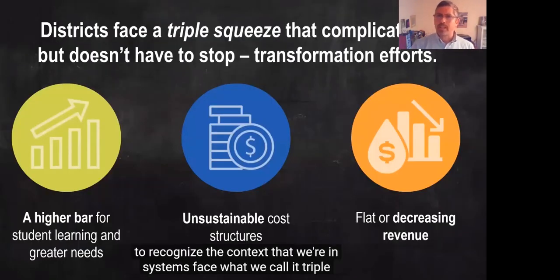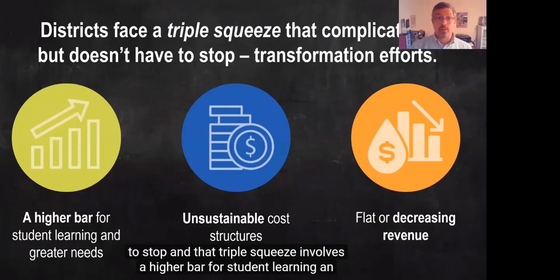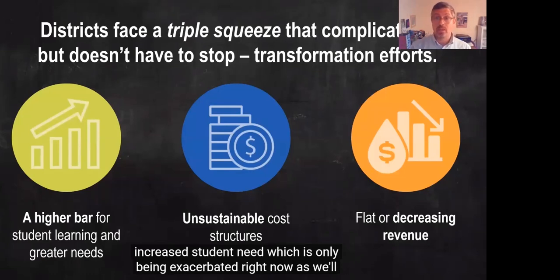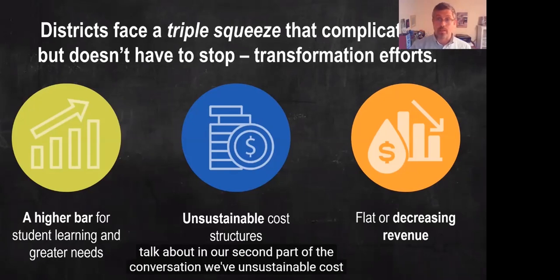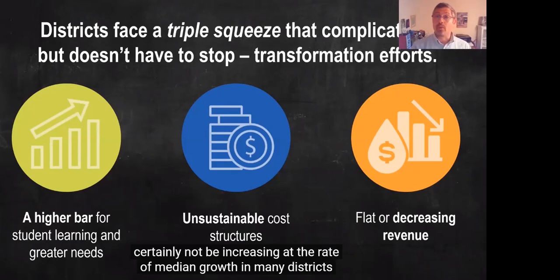We have to recognize the context that we're in. Systems face what we call a triple squeeze that complicates transformation efforts, although we don't believe it has to stop them. That triple squeeze involves a higher bar for student learning and increased student need, which is only being exacerbated right now, as we'll talk about in our second part of the conversation. We have unsustainable cost structures in many cases, and we have revenue that is flat or declining, or certainly not increasing at the rate of need and growth in many districts.